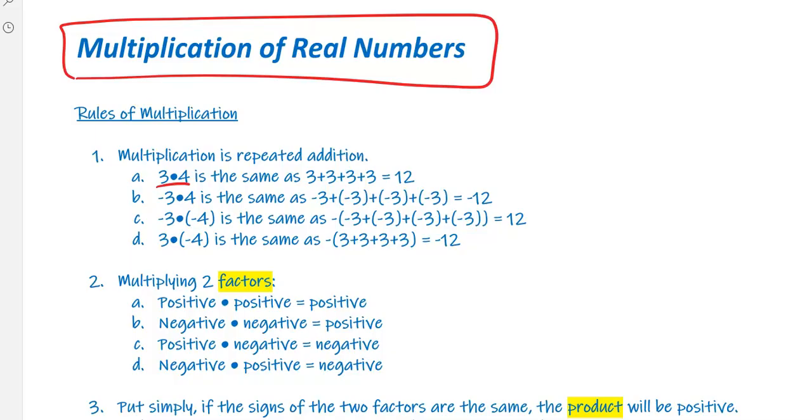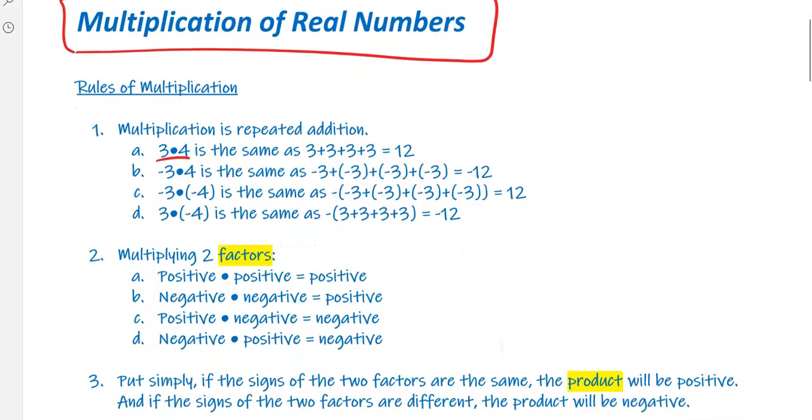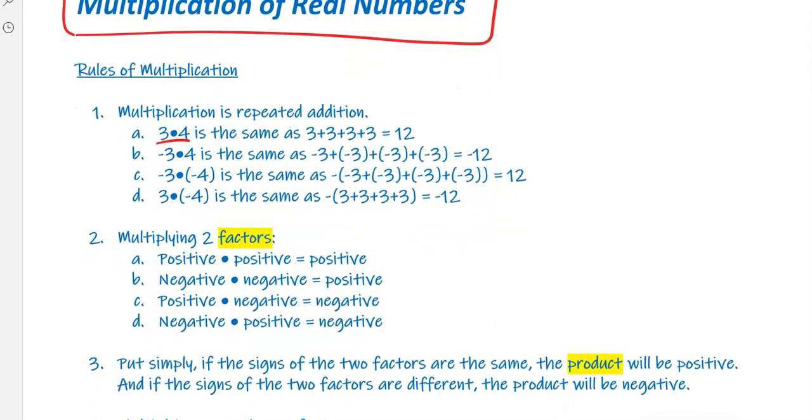And multiplying 3 times negative 4 is the same thing as multiplying the opposite of 3 added to itself 4 times, which gives us negative 12. Now, if that sounds confusing, I understand. So let's just talk about the basics.